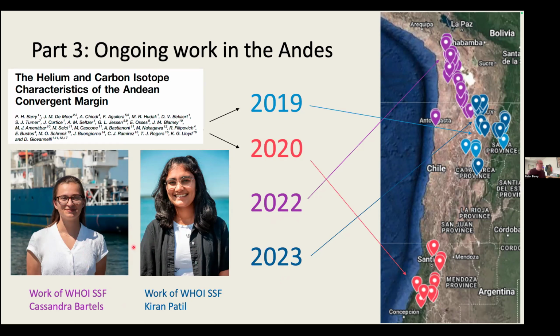These students, both Cassandra and Kieran, were really amazing in the lab. They came as undergrads to visit my lab and work in the lab, but now Cassandra's doing a PhD at the MIT-WHOI Joint Program, and Kieran is doing a PhD at Brown University.